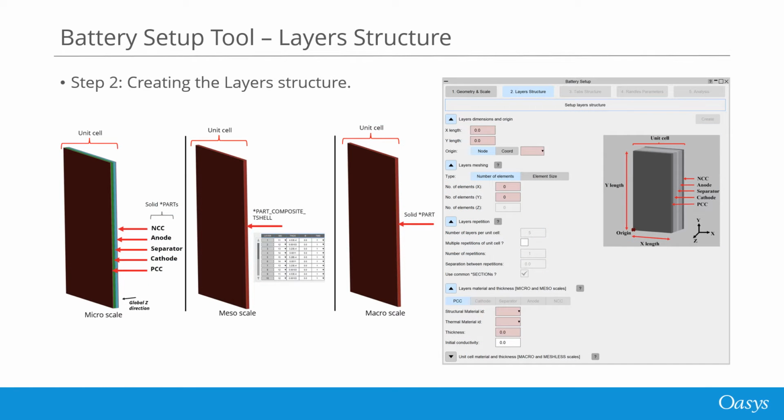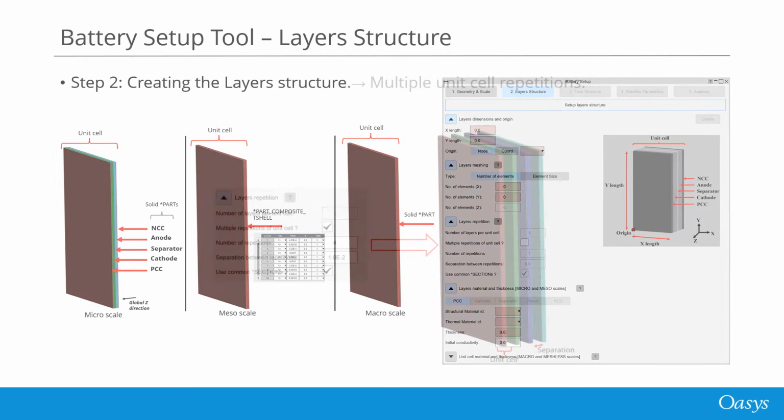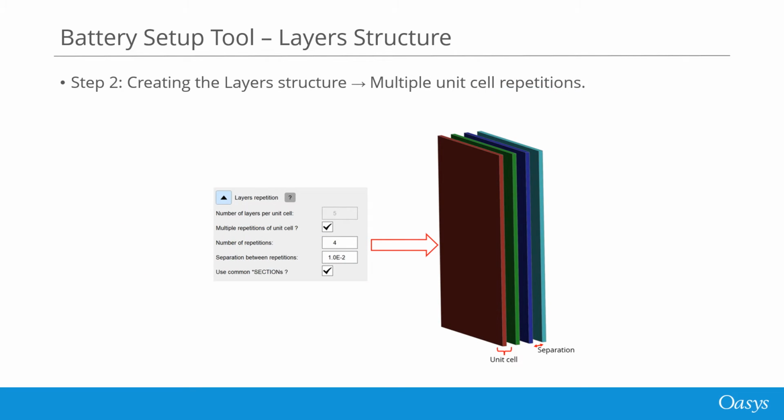Once the modeling scale is selected, the structure of the layer cell can then be created by defining its properties. For the microscale, 5 solid parts will be meshed per unit cell, representing the 5 cell layers: a positive current collector, a cathode, a separator, an anode, and a negative current collector. For the mesoscale, a composite T-shell part will be meshed per unit cell with customizable number of layers. For the macroscale, a single solid part will be meshed per unit cell. For all modeling scales, multiple repetitions of the unit cell can be created.